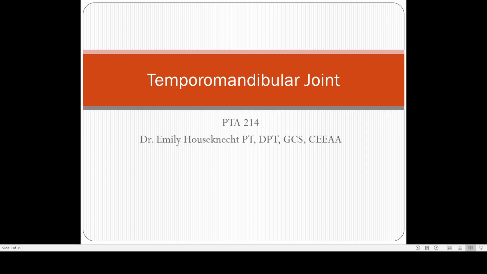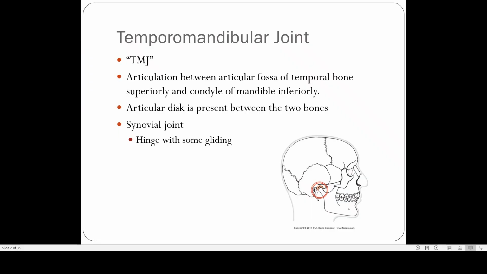Right, so here's some information about TMJ, the temporomandibular joint. This is going to be the articulation of the articular fossa of the temporal bone with the condyle of the mandible. We do have an articular disc that lives between these two surfaces. That is going to be instrumental in moving as well as providing cushioning and shock absorption.